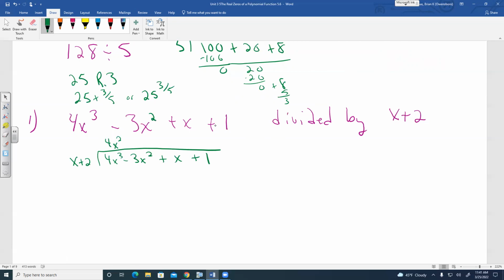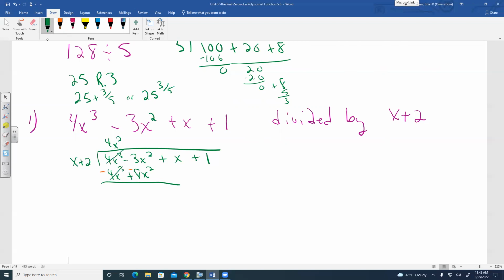So that's nice. Then I multiply the 4x squared times my divisor, and I'll put that underneath. So 4x squared times x would be 4x cubed. 4x squared times 2 would be a positive 8x squared. Okay, so we have to subtract, but in algebra, since we're dealing with variables, a lot of times we'll just change the signs and add. So 4x cubed plus negative 4x cubed, that's just going to zero out.